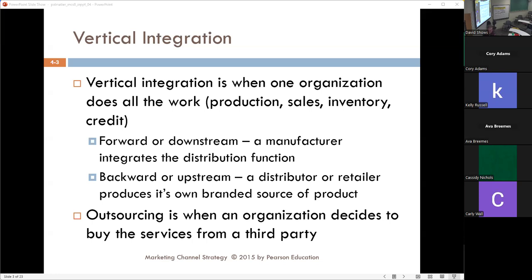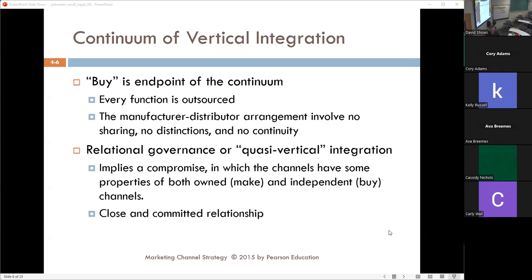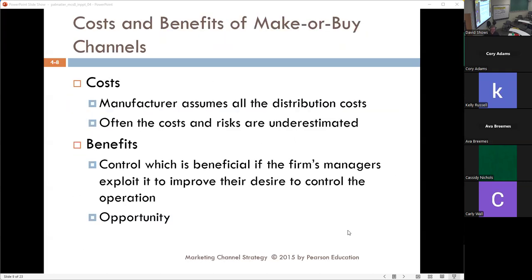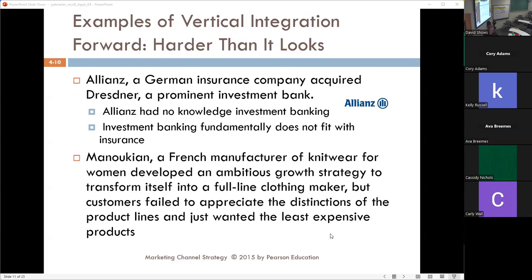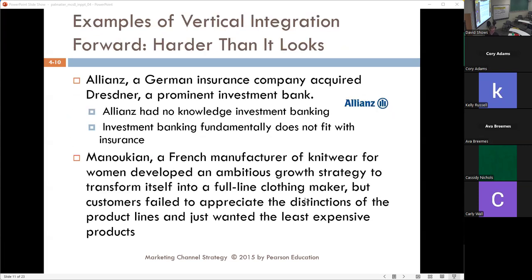So we had talked about vertical integration. We had talked about the degrees of vertical integration as well. We talked about the costs and benefits in the make or buy situation. We also pretty much confirmed that if you're going to be in the situation, you always start from the buy, and then what you're doing is you're justifying the make. Now, having said that, how do you go about paying for the buy?